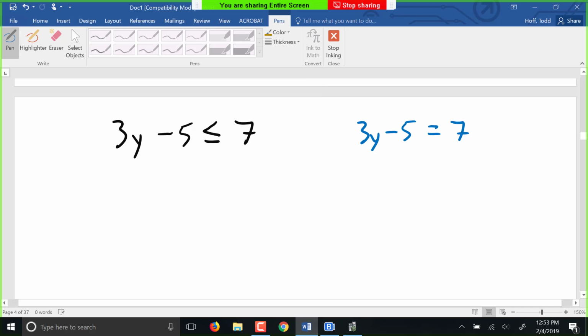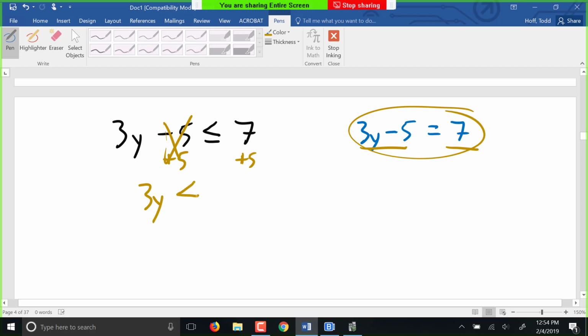So what would be the first step we would do to solve that equation? We would add 5. So over here in our inequality, we can do the same thing, adding 5. Just like you have to add 5 to both sides of the equation, we add 5 to both sides of the inequality. So it cancels out the minus 5, giving us 3y on the left side. The symbol does not change. It stays less than or equal to. On the right side, 7 plus 5 is 12.